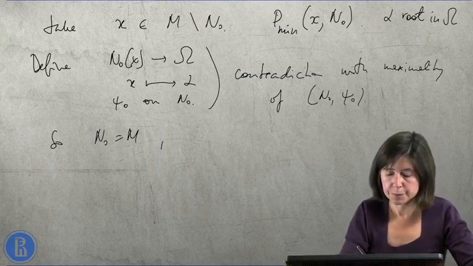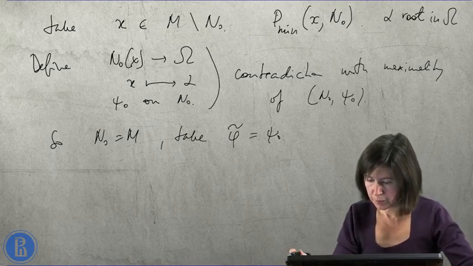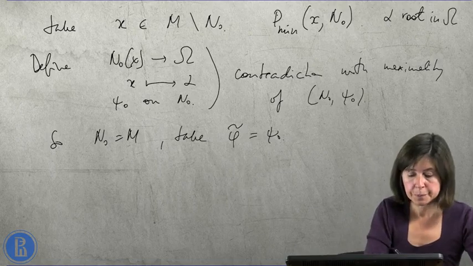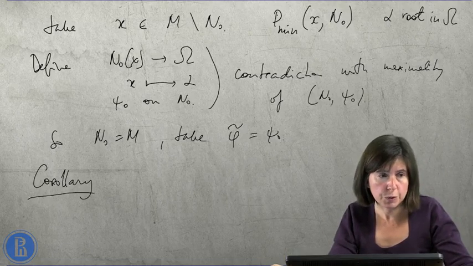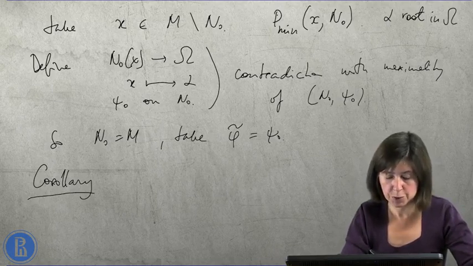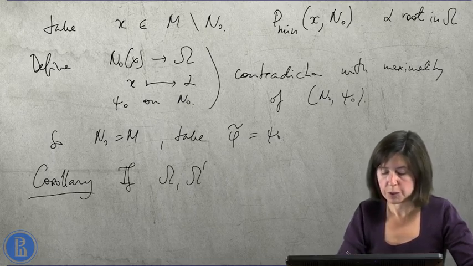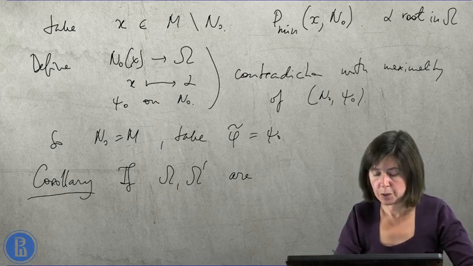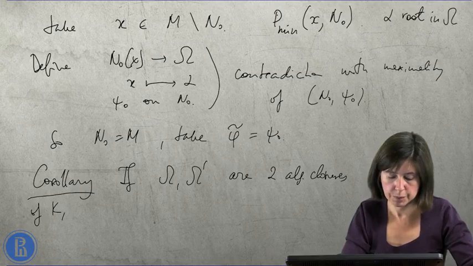And we can take, well, how was it denoted? It was denoted, I think, by phi tilde equal psi 0. Okay? So corollary of this theorem about extension of homomorphisms: the algebraic closure is unique up to an isomorphism. If omega and omega prime are two algebraic closures of K, they are isomorphic over K.